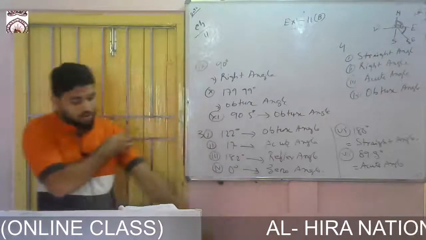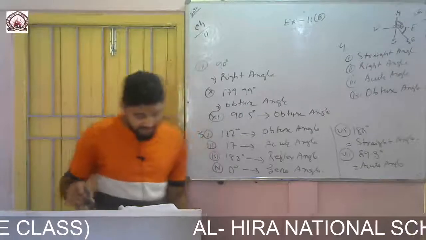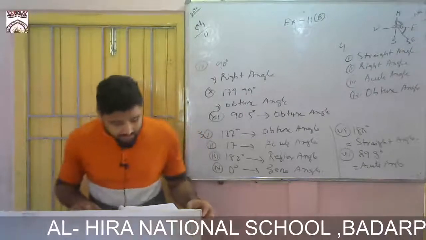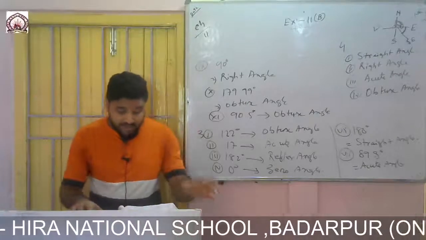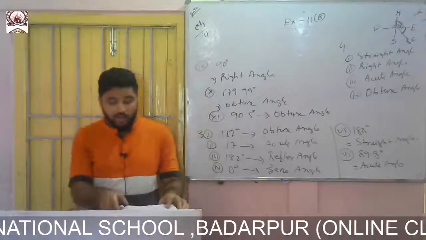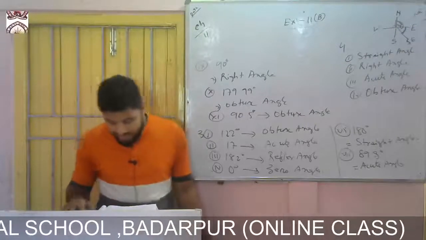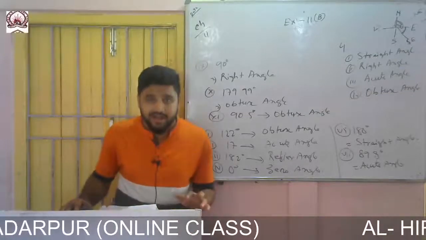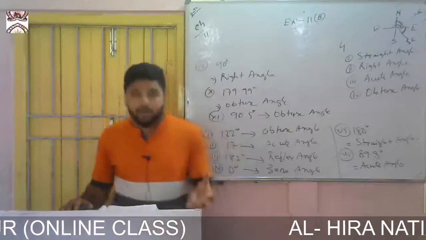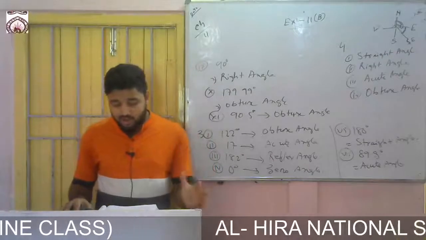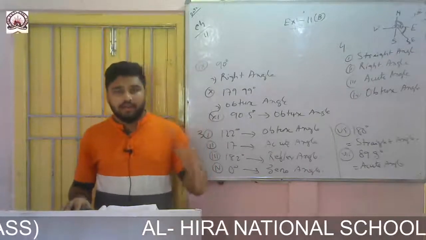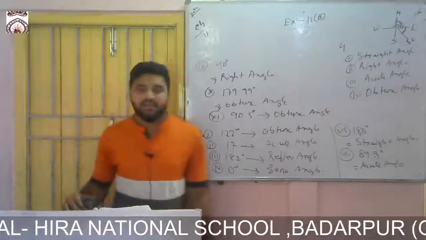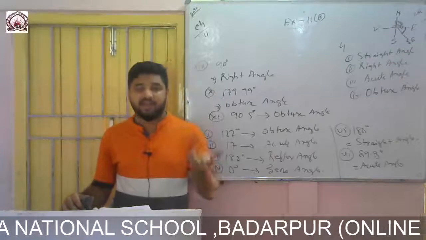Now come to question number 5. What is the size of each reflex angle between the hands of the clock at 3 o'clock, 5 o'clock and 8 o'clock? We need to find the size of the reflex angle at those times. So first we find the degree of the angle at 5 o'clock.